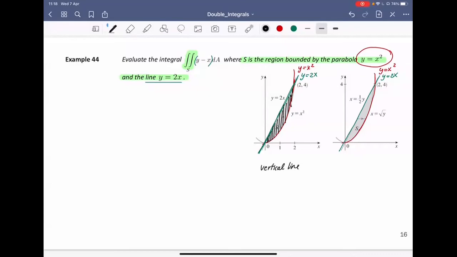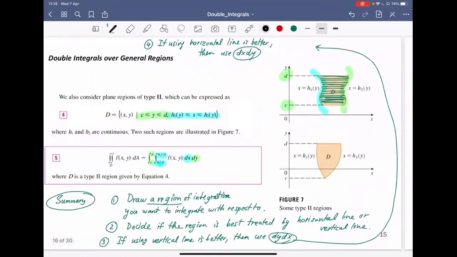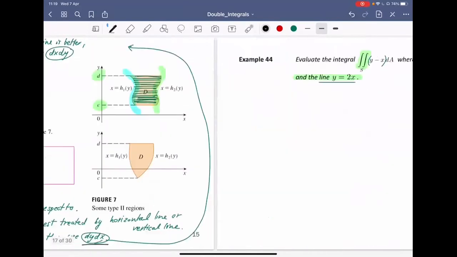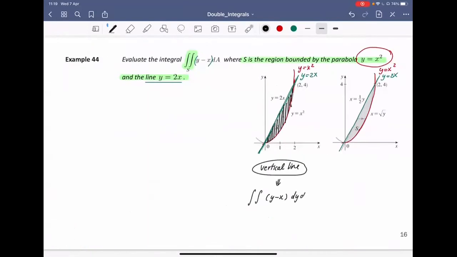So if you use the vertical line, what we get is a double integral. The function y minus x, you just keep it there. The first thing is we set up the integral, so we don't have to touch y minus x here. If you use a vertical line, you use dy dx. That means here is going to be dy dx.